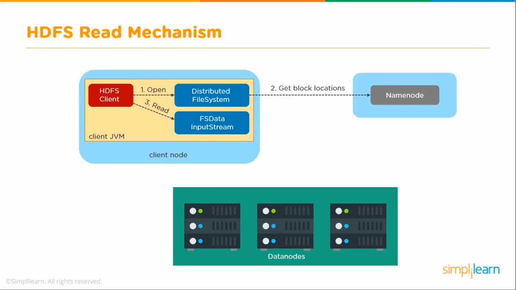Now the distributed file system returns an input stream called FS data input stream. You can consider this like a class which supports file seeks. Then the client, or the requester trying to read the file, will call a read method. This read method will be on DFS input stream, which is a wrapper for this FS data input stream. DFS input stream holds information of block locations for a few blocks of the file.